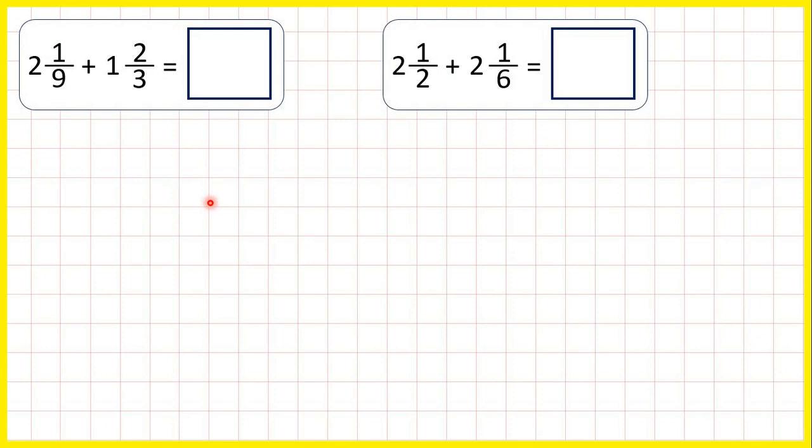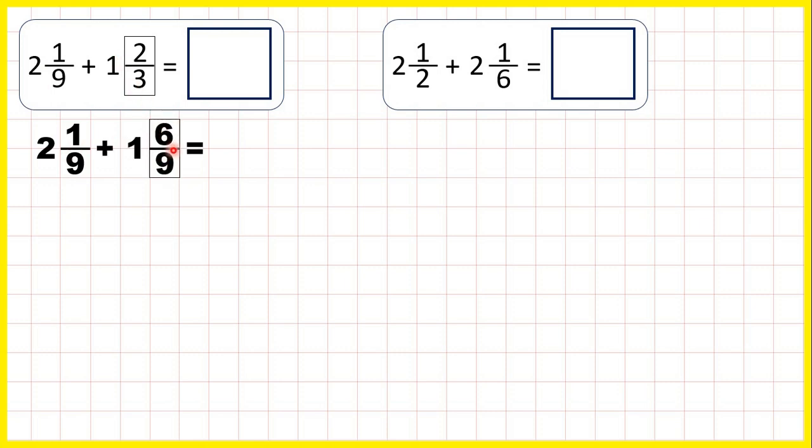Now we're adding mixed numbers, so we have 2 and 1/9 plus 1 and 2/3. To add mixed numbers, we need the denominators of the fractions to be the same. Now 9 is in the 3 times table, so we can find an equivalent fraction to 2/3, which has a denominator of 9. So we can rewrite our question as 2 and 1/9 plus 1 and 6/9.